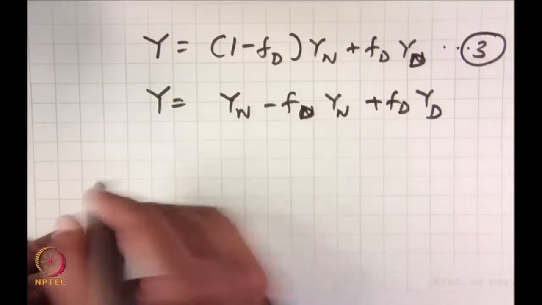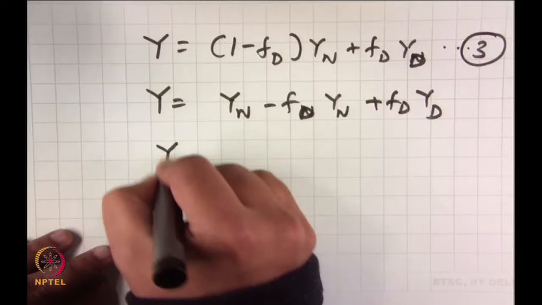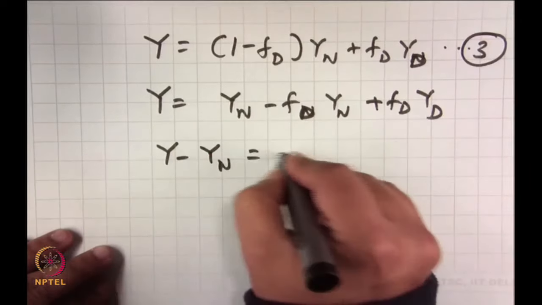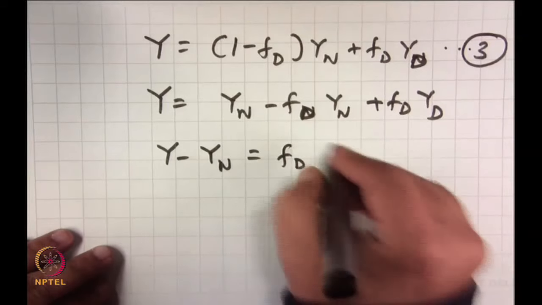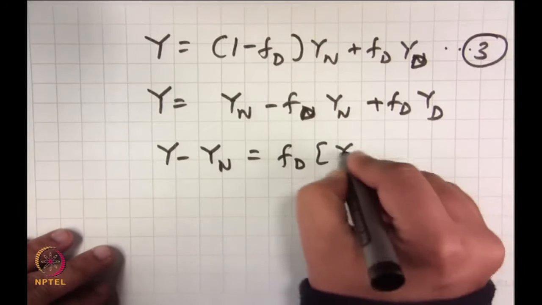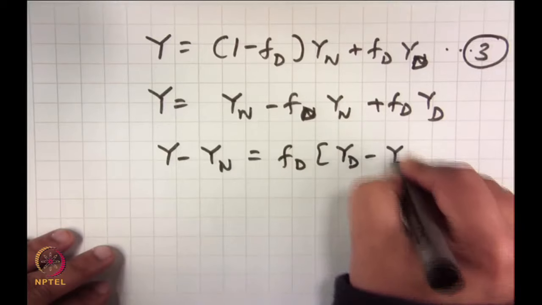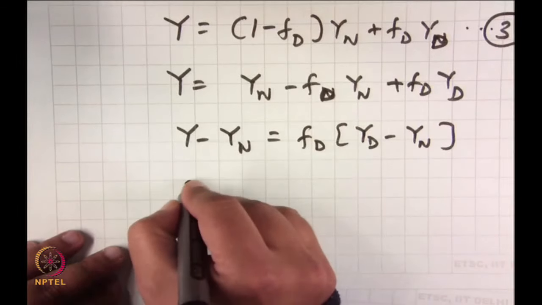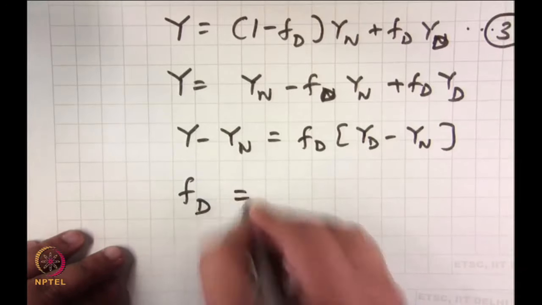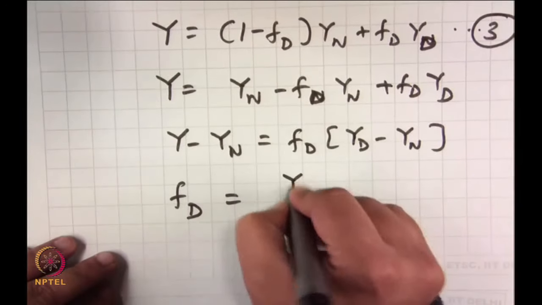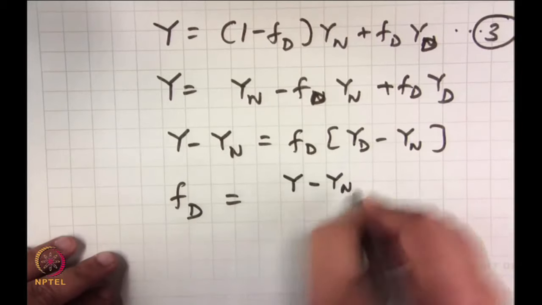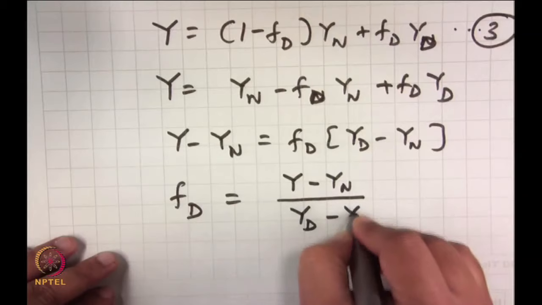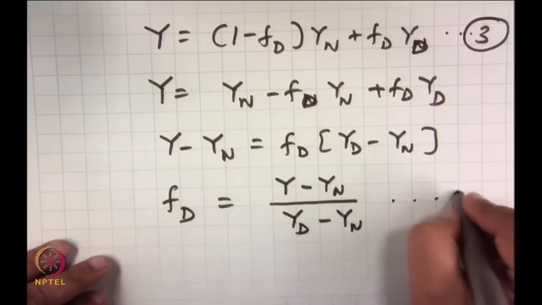Or the next line I can write y minus y n is equal to f of d times y of d minus y of n. Now see what we have done. We have said that f of d is equal to y minus y n over y d minus y n. This is equation 4.